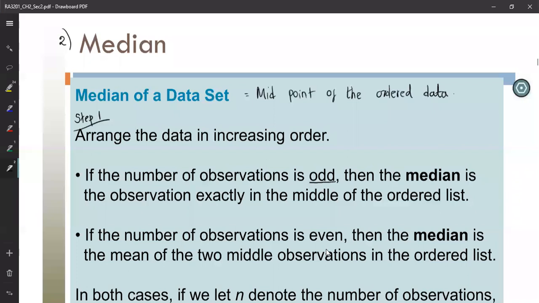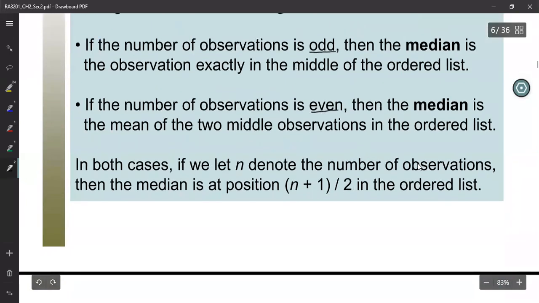Okay, so depending on whether the sample is odd or even, the way you calculate the median is going to be different. When the sample size is odd, the median will be the exact midpoint. But when the sample size is even, the median will be the average of the two middle observations.